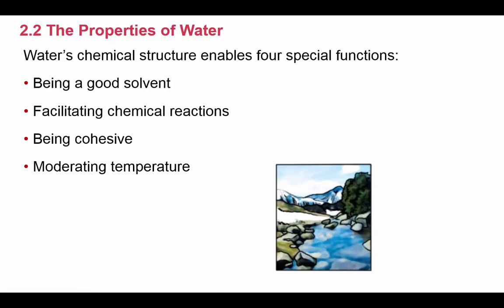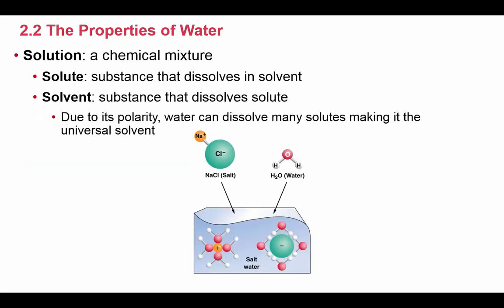So when we look here, water's chemical structure enables it to perform 4 special functions. It is a good solvent. It facilitates a lot of chemical reactions. It's cohesive, and it moderates temperature. Let's look at each of these individually. Let's start out with definitions of some of those words.